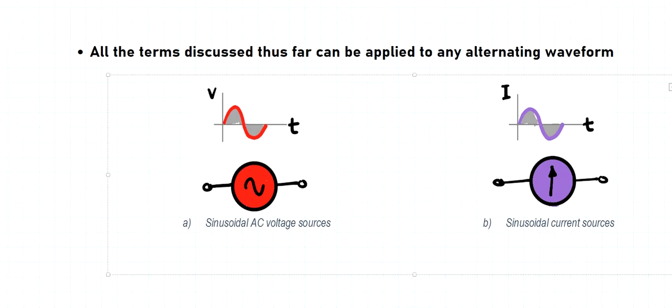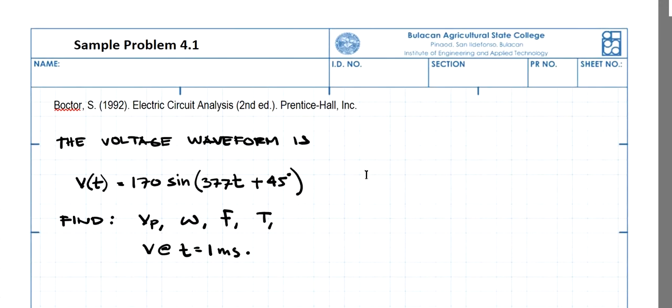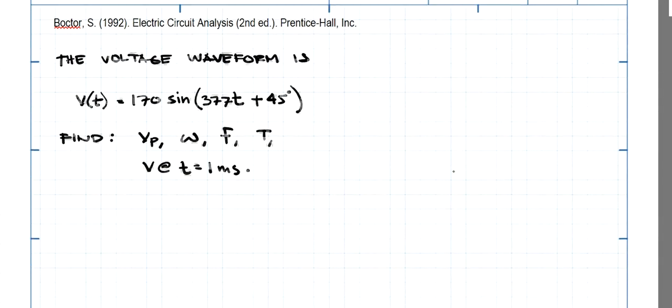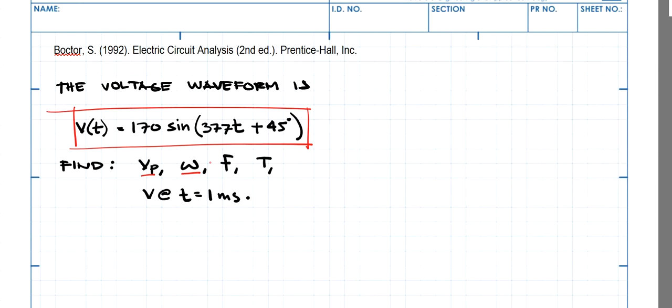Okay, so before moving on to the next subtopic, I would like to do some sample problems regarding what we have discussed thus far. From one of our reference texts, it says here the voltage waveform. We have here the sinusoid, and we are asked to find the peak voltage value, the angular frequency, the frequency, the period, and then some voltage values at time equal to 1 millisecond. So we are to evaluate this sinusoid.